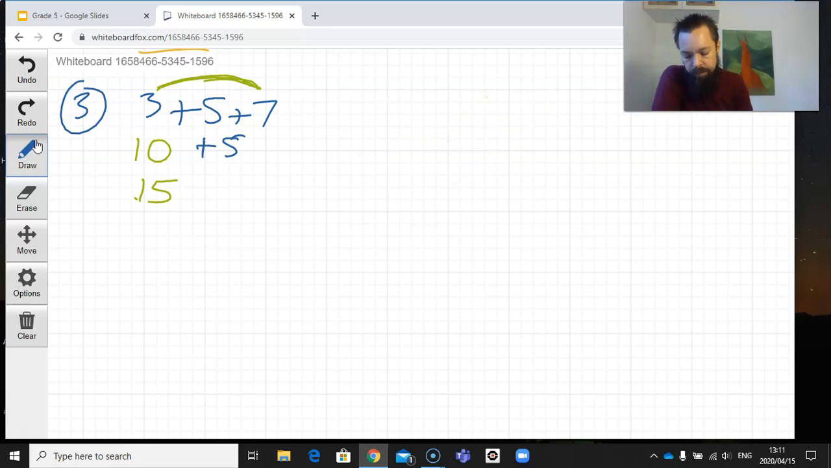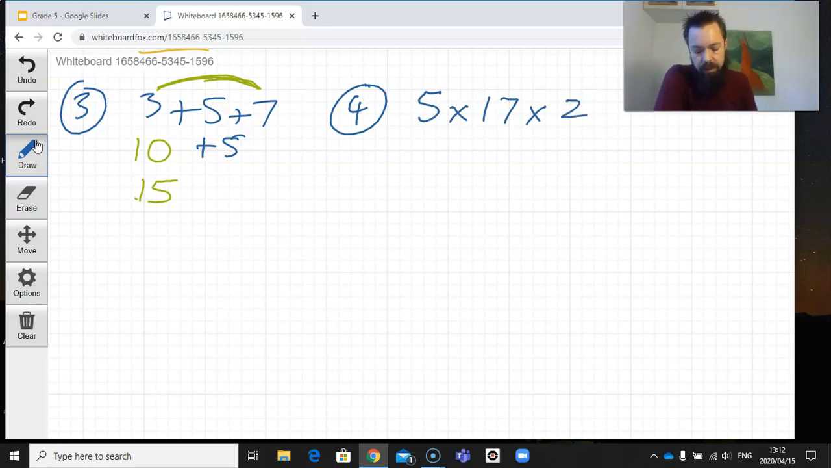Number 4. Doing a similar one with multiplication. So I'm going to do 5 times 17 times 2. And when I look at that one, doing 5 times 17 would be difficult. Doing 17 times 2 would be difficult. But if I did 5 times 2, that's easy. 5 times 2 is 10. Now I'm still going to times by my 17.